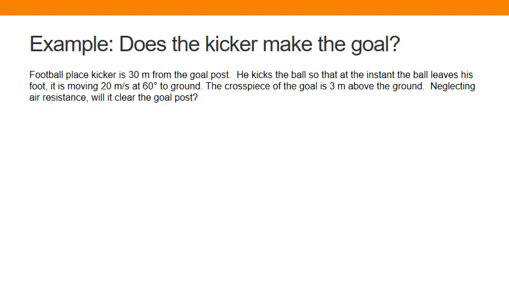So a football place kicker stands 30 meters from the goal posts, and the goal post is 3 meters high. When he kicks the ball, it travels at 20 meters per second at 60 degrees above the ground initially. And we want to know, will he make his goal?